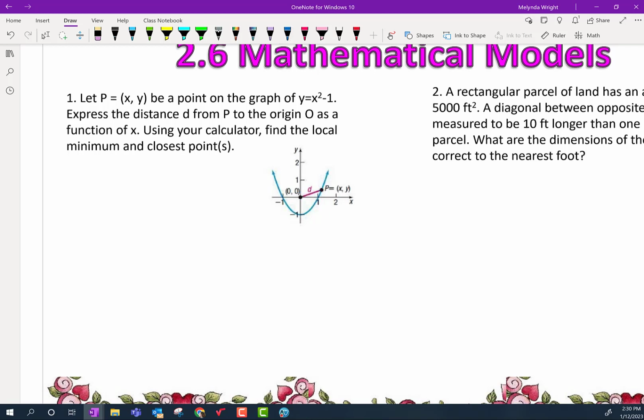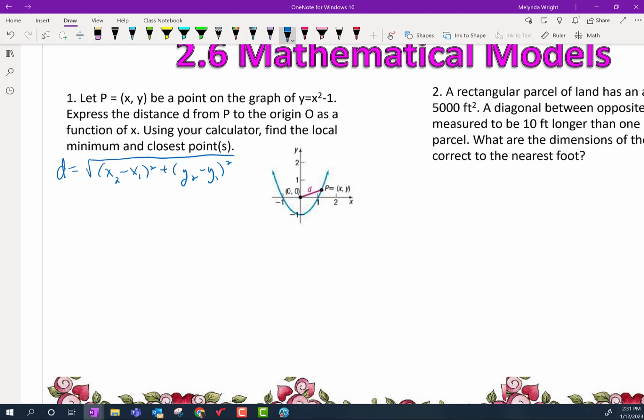Okay, let's hold there for just a second. We need to think back to our memories. We need a formula for the distance between 2 points. Hopefully you remember that formula. I'm just going to write that formula down. It's the square root of (x2 minus x1) squared plus (y2 minus y1) squared.